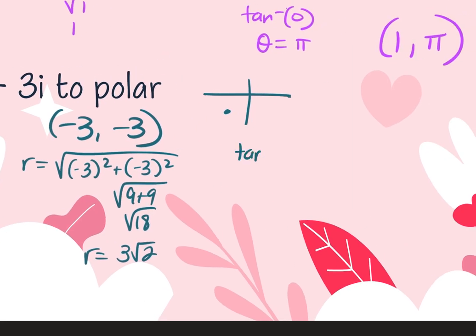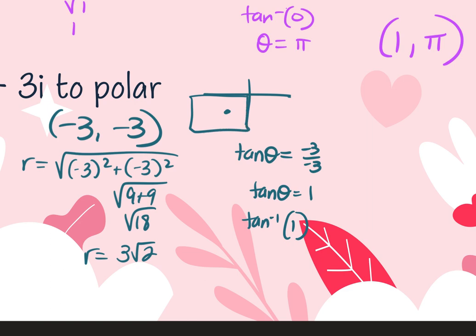And then tan of theta equals negative 3 over negative 3. Tan of theta is 1. So we find the inverse. And tangent's 1, where? Pi over 4. Good. Pi over 4, 5 pi over 4. We already said it has to be in that third quadrant. So we're going to say theta is 5 pi over 4.